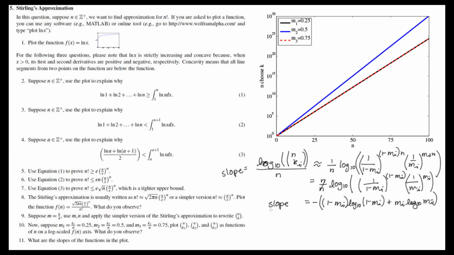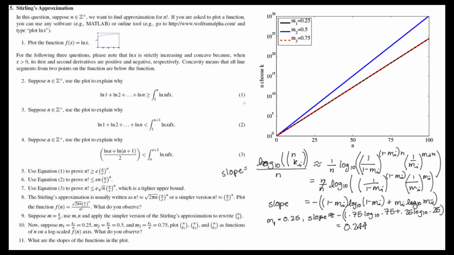And so from here we can just plug in what the mi is. For example, when we have m1 equals 0.25, the slope will be negative on everything, 0.75 log 10 of 0.75 plus 0.25 log 10 of 0.25. Those are parentheses. So the slope is approximately equal to this, and this is about 0.244. You can do this for each of the mi's in turn, and you can check the written solutions for those, but I'll just let you know. The slope for m2 will be 0.301, and the slope for m3 will be 0.244.